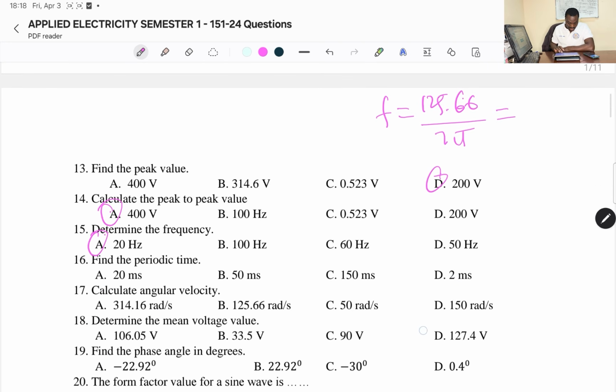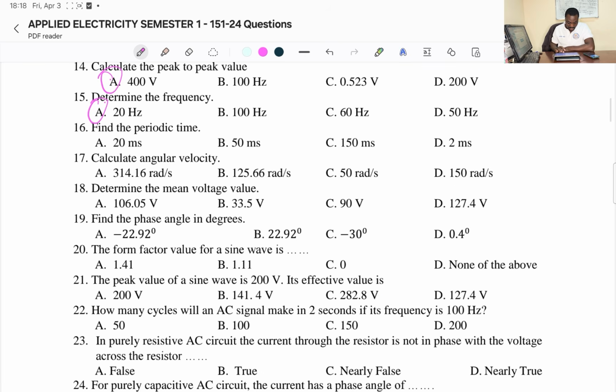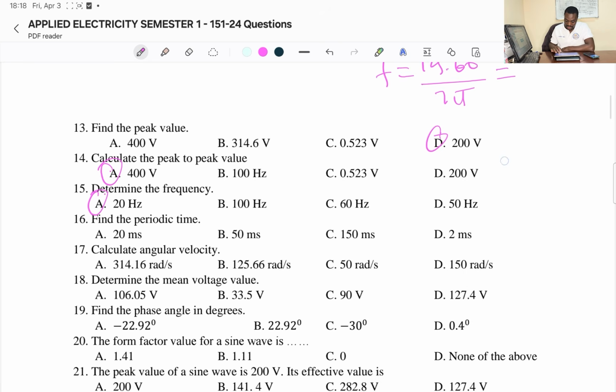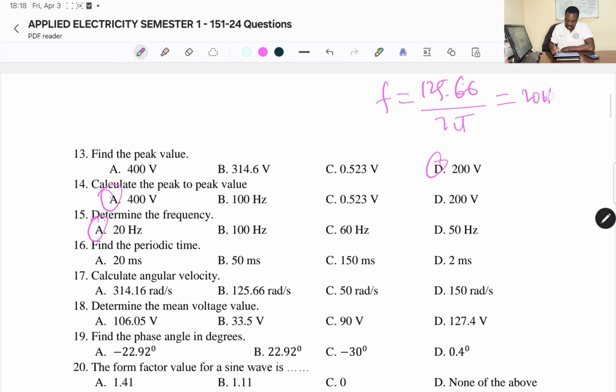Now question 16. Find the periodic time. So once we know frequency, we know periodic time. So here it will be 20 hertz. Once we know frequency, periodic time is 1 over frequency, meaning 1 over 20, right? So we take 1 divided by 20, meaning 20 inverse, right?